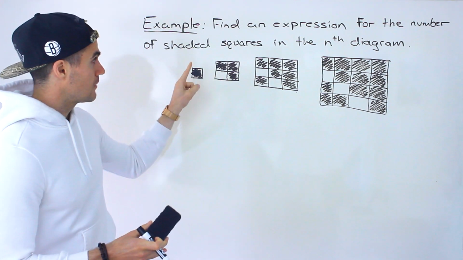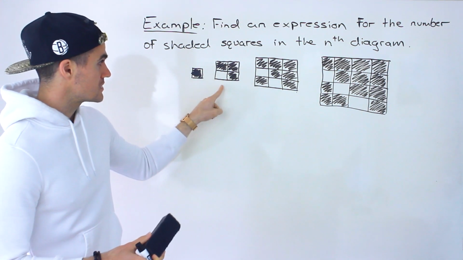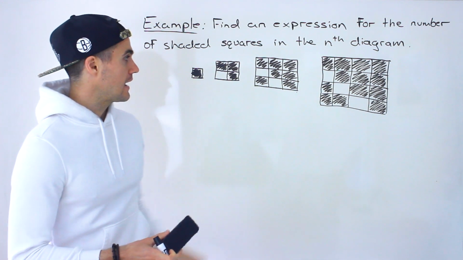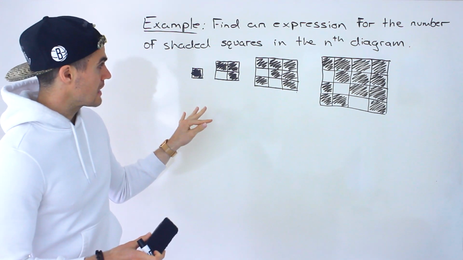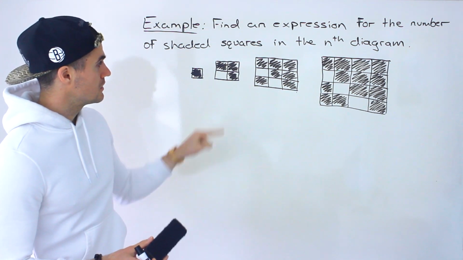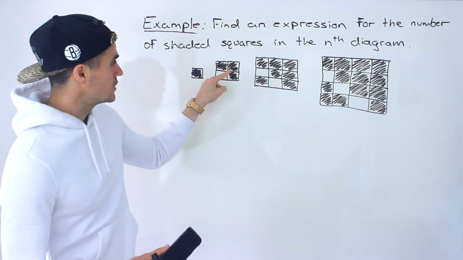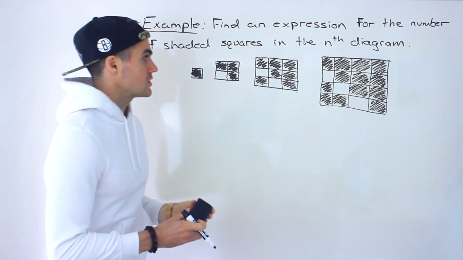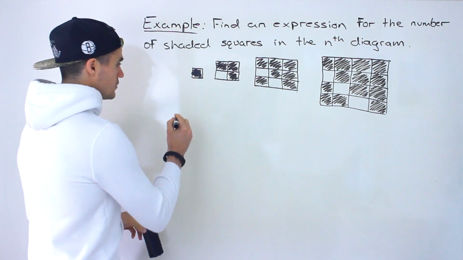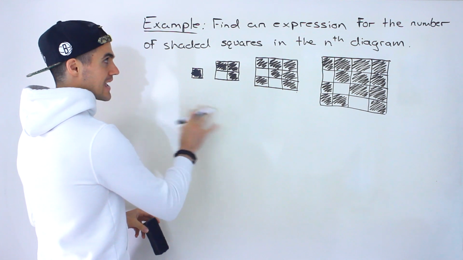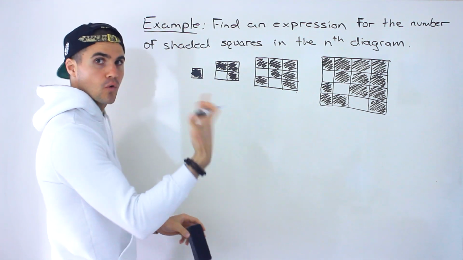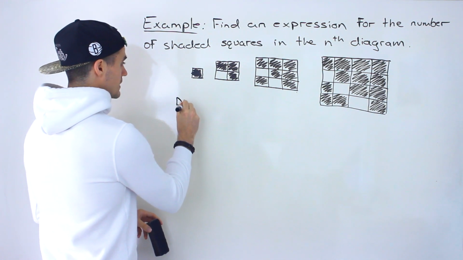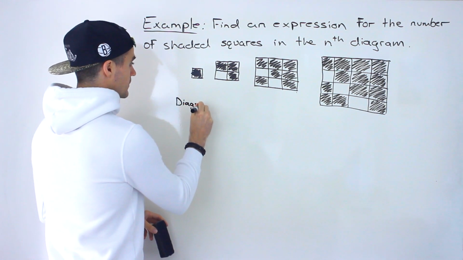Okay, so the nth diagram meaning this is the first diagram, this is the second, this is the third, this is the fourth. Now, with these, notice that there's a combination of both shaded regions and unshaded, empty regions. So with this kind of question, what I recommend doing is first making a table of values before creating the expression. So what I'm going to do is create some columns here.